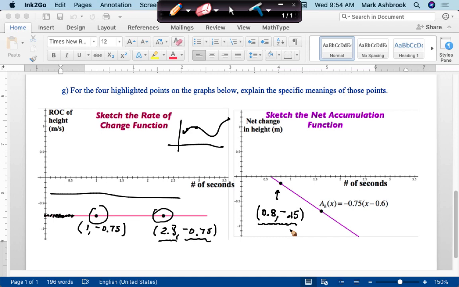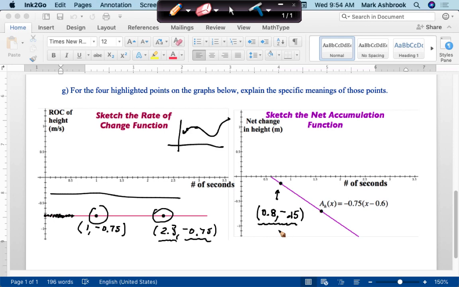Someone in the back. Volunteer. Nice and loud. What do you think the point 0.8 negative 0.15 means? Any volunteers? Yes, please. Net accumulated change from 0.6 to 0.8 is negative 0.15.